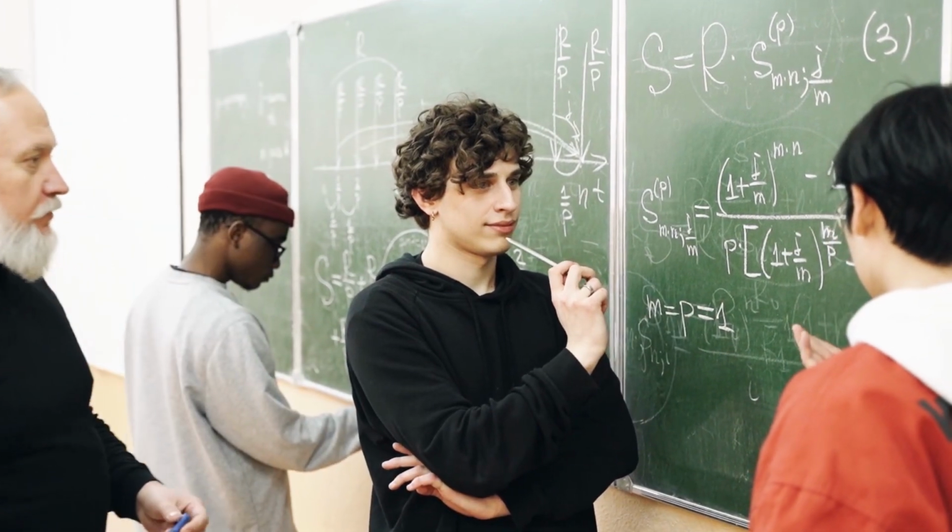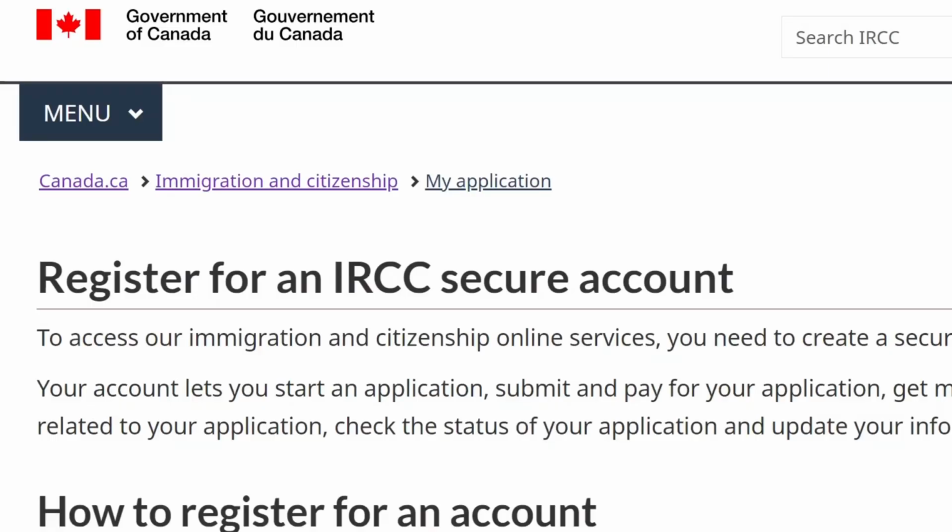So the overall score, which is called the CRS score, the Comprehensive Ranking System score, that you would get is a combination of what you score in each of these criteria factors. Okay, so that's just by the way.